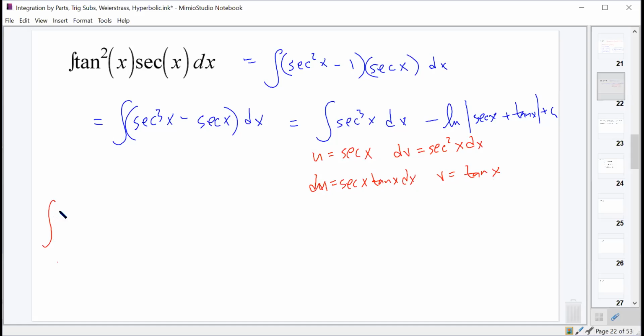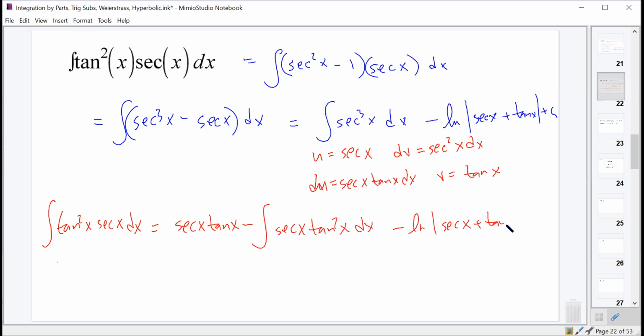So I'm going to say that my original integral, the integral of tangent squared x secant x dx, should be equal to u times v, which is secant x tangent x, minus the integral of v du, which is secant x tangent squared x dx, and then minus this natural log absolute value secant x plus tangent x that we had from before. And I could put that plus C1 there if I wanted to, but I guess I will. Why not? And now what can we do with this?